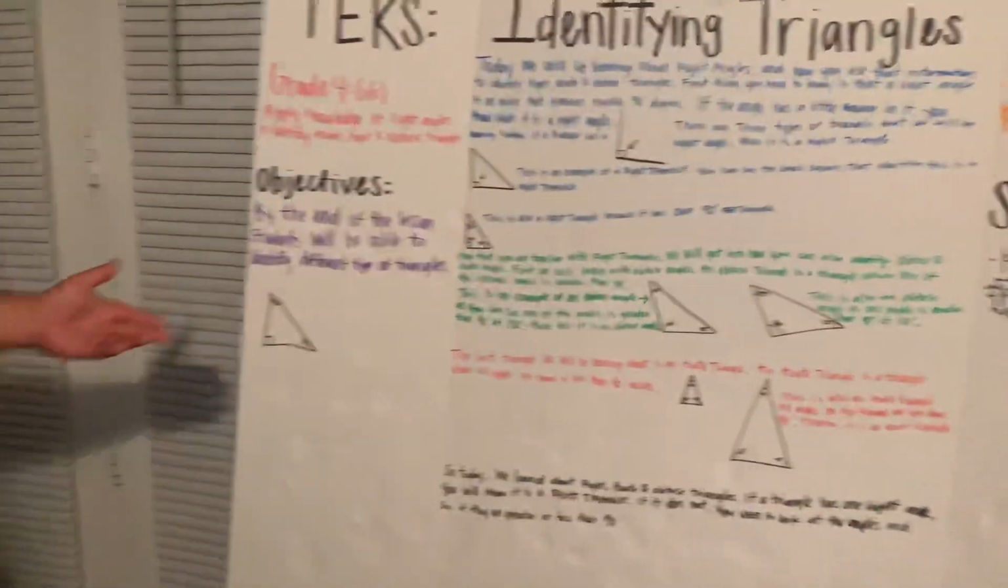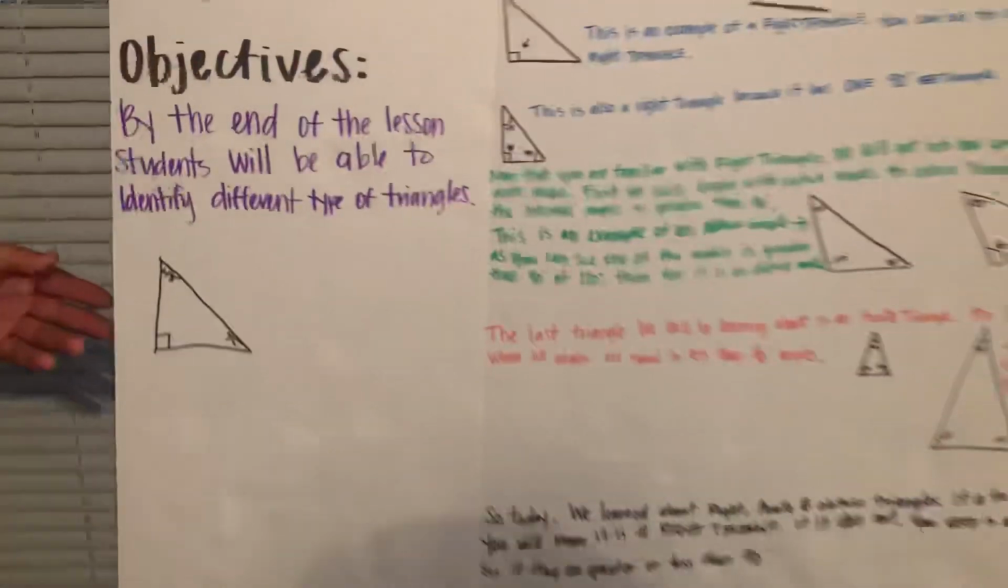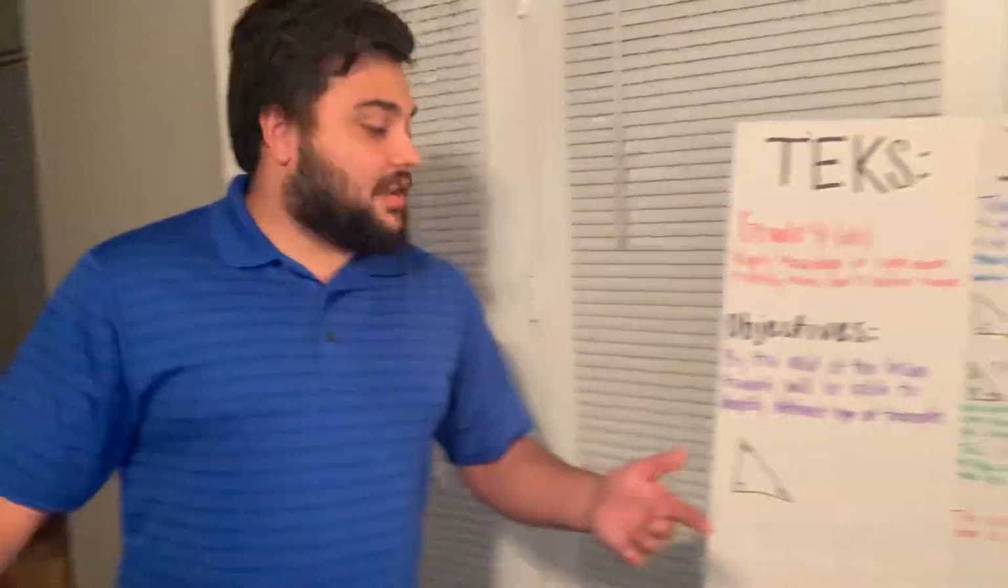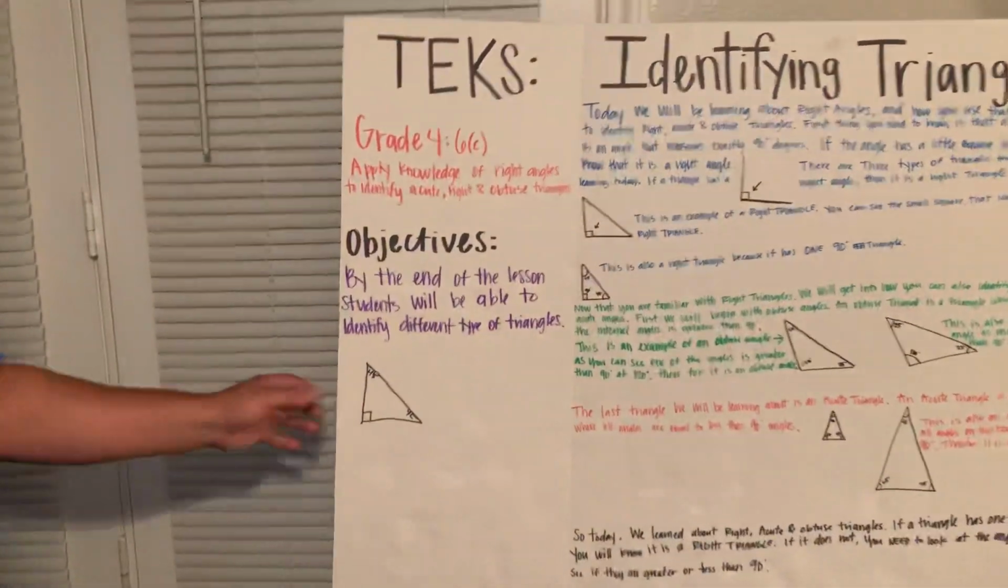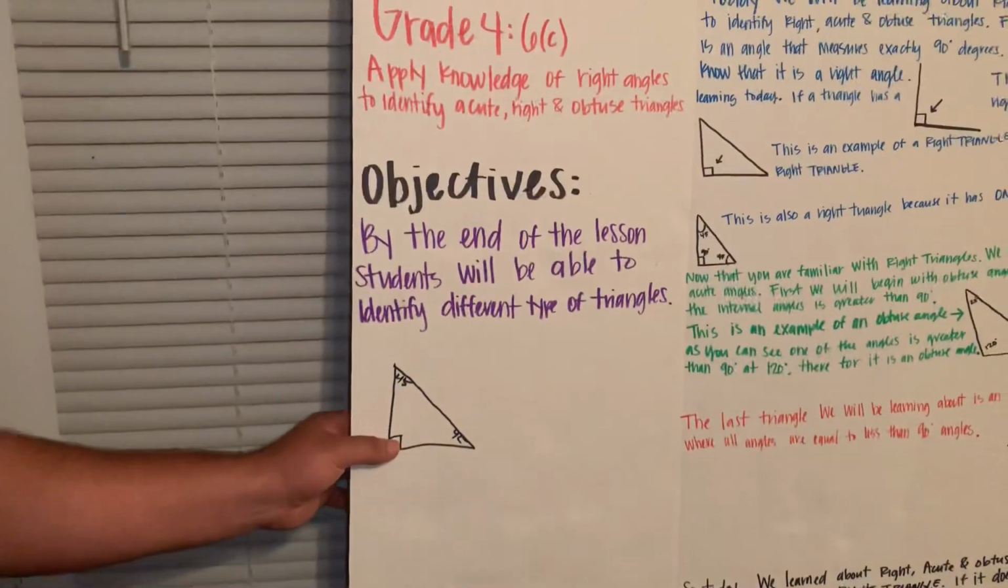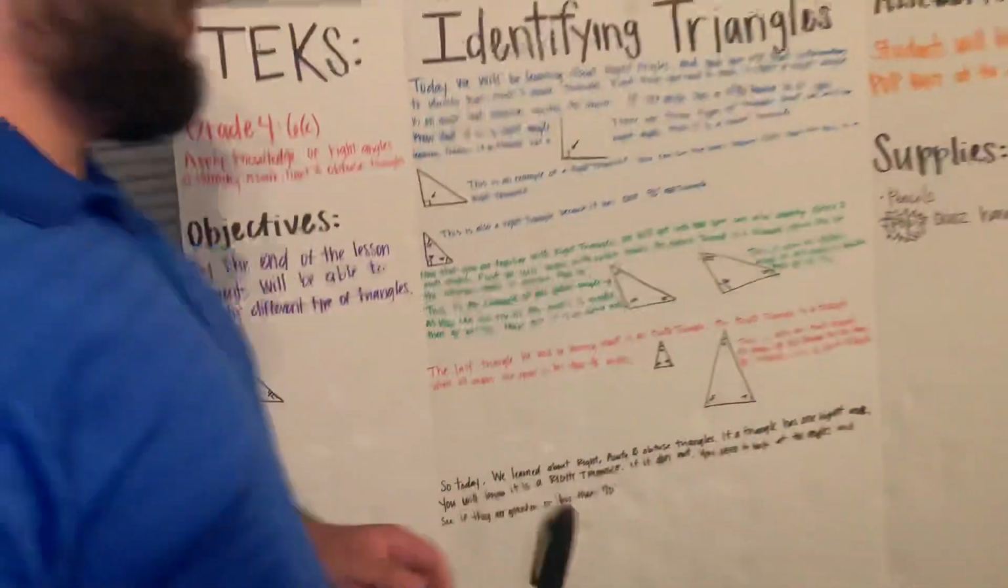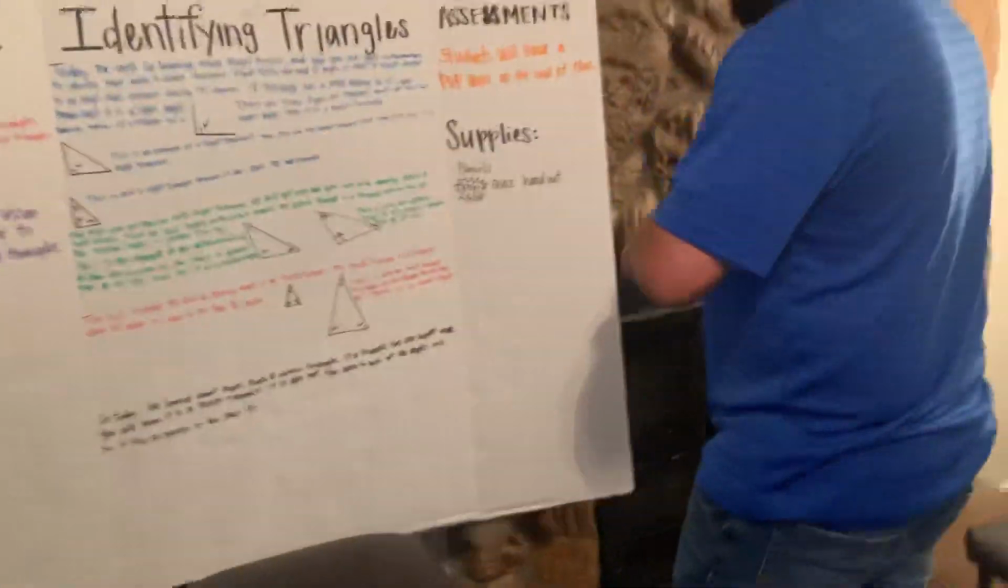So would this be an acute, obtuse, or right triangle? Yes, it is a right triangle because it does have the square right here. Okay. Now I'm going to give you all one more example before we take the quiz.